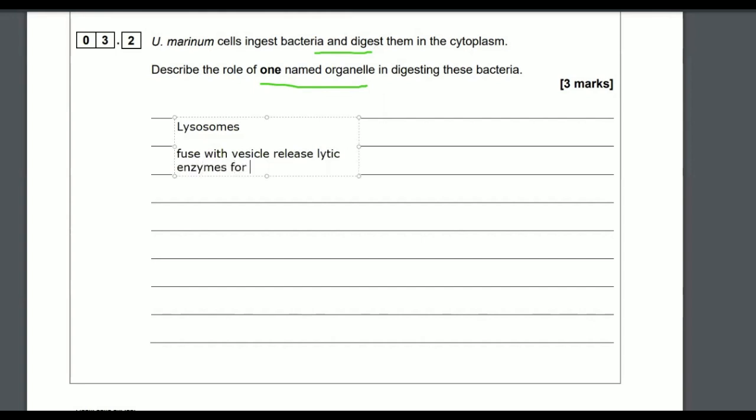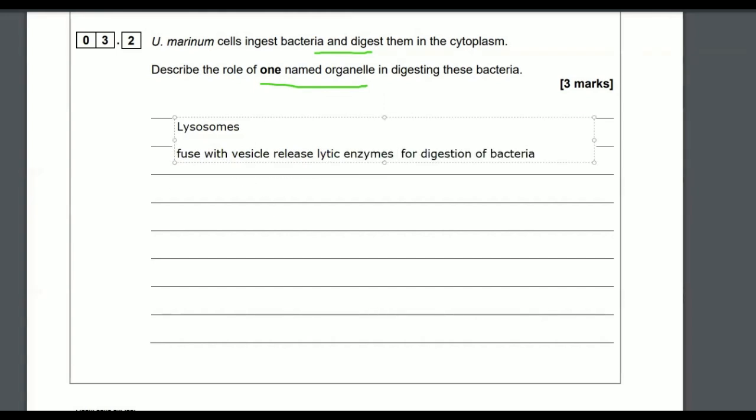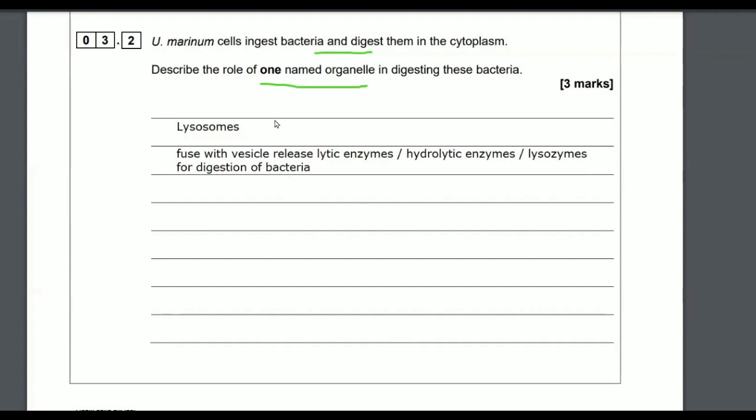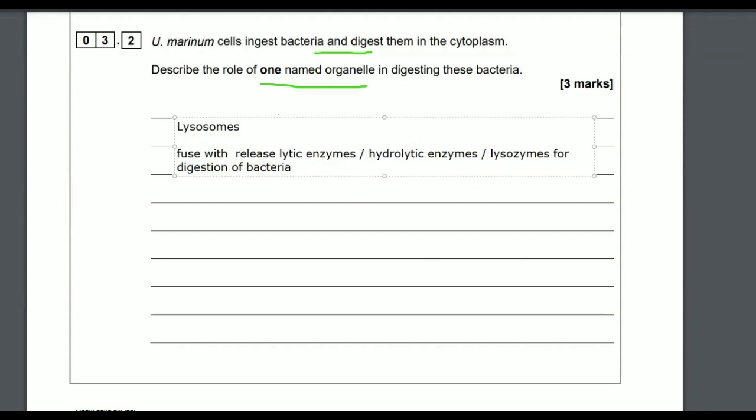So lysosomes fuse with the vesicle. Another name for the vesicle is a phagocytic vacuole or a phagosome, which is like a temporary vacuole that forms inside cells. And they then fuse with the membrane of that. They release their lytic enzymes. Now, there's three names for that. You can call them lytic enzymes, hydrolytic enzymes. They're essentially digestive enzymes. You can call them lysozymes, sorry. And those enzymes will digest the bacteria. And there we go. That is really going to get you your 3 marks.